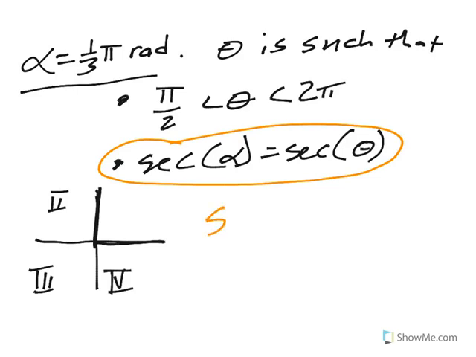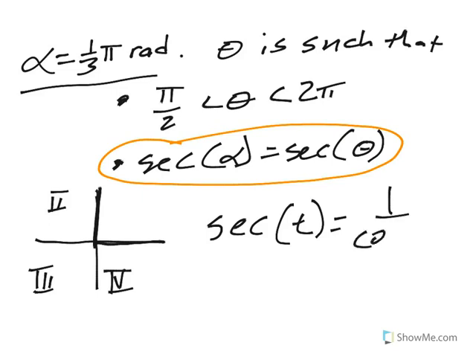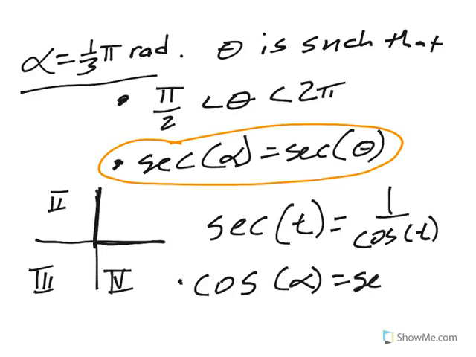Well, secant of an angle, any old angle, alpha, beta, gamma, theta, whoever, I'll just say secant of t is the same as 1 over cosine of t. So if the secants are the same for these two angles, the cosines are the same for these two angles. So cosine of alpha is the same as cosine of theta.